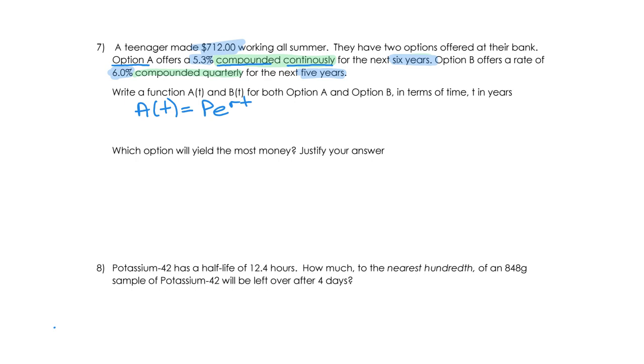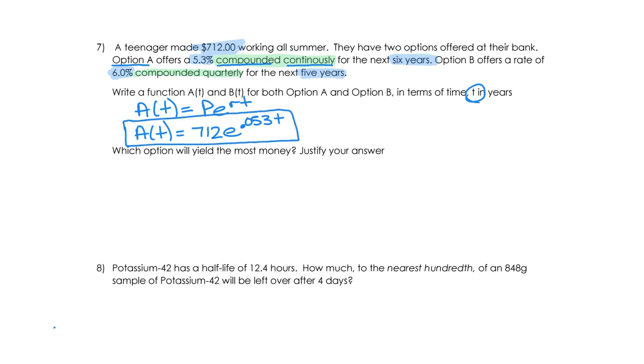Okay, so you use your formula. And so this one's going to stay A of t. Your P, which is what you're putting in, is $712. E, and then raised to the R. R is your rate, and for option A, that's a 0.053. And then we don't have 6 years, but they want us to just use T for right now. So times T would be 0.053 T.